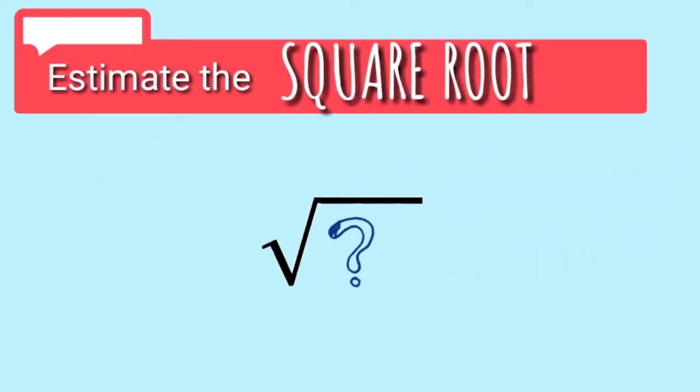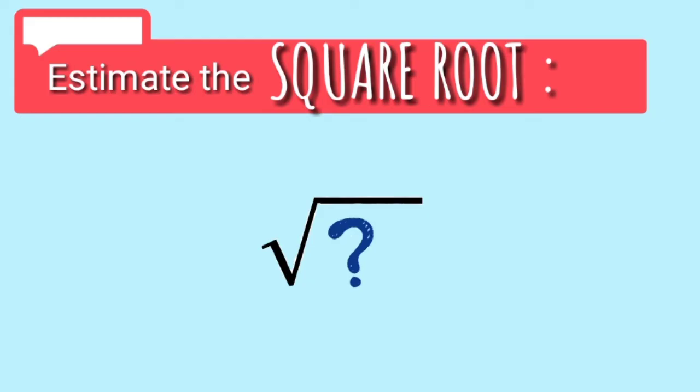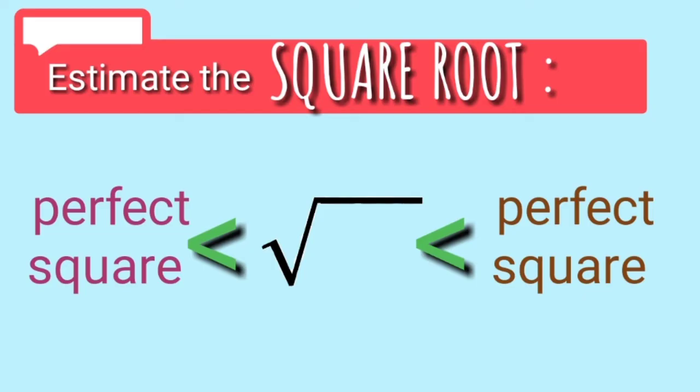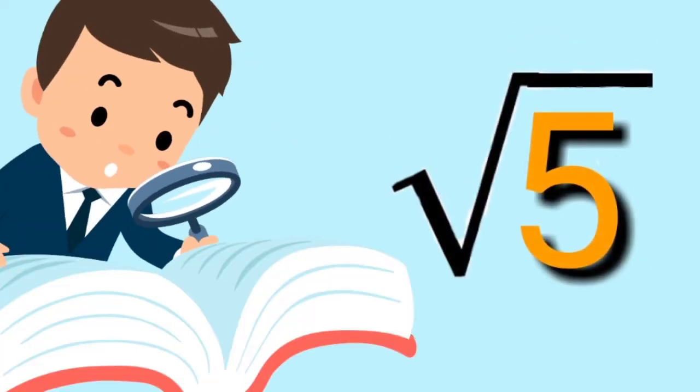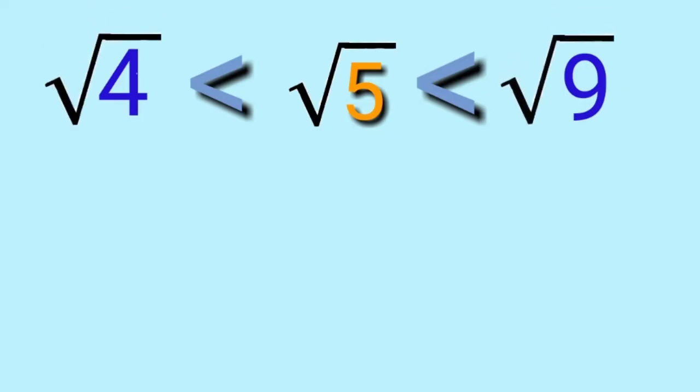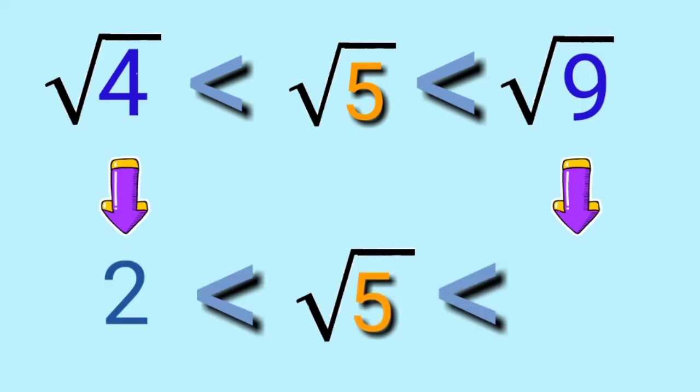To estimate the square root of a number, look for the perfect squares less than and greater than the value. Let's estimate square root of 5. The perfect square below 5 is 4, and the perfect square above 5 is 9. Therefore, 5 is greater than 4 and less than 9. Therefore, square root of 5 is between square root of 4 and square root of 9. Or, square root of 5 is between 2 and 3.